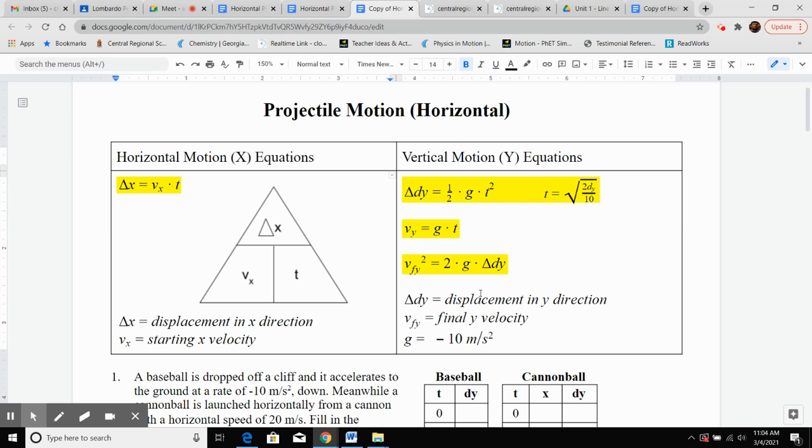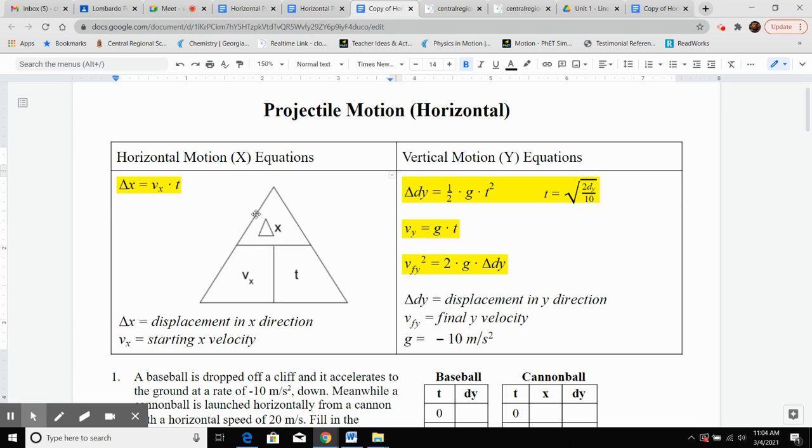So guys, these equations are not difficult to navigate through. A lot of times people just freak out because they see so many different variables. They're like, all right, it's overload. But once you know what those mean, these actually become very, very simple. Again, the triangle, cover up the variable you're looking for. It tells you what to do.